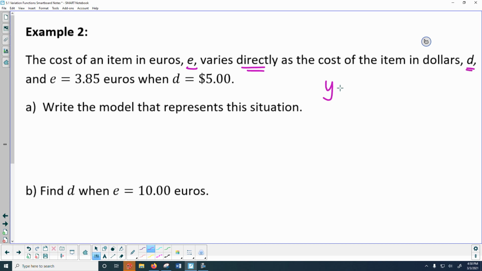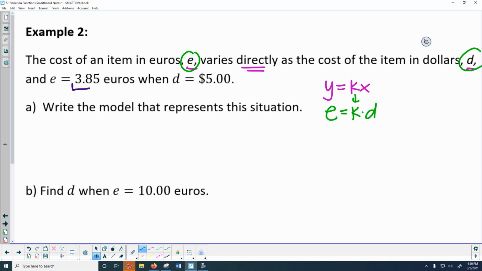Well, first thing I notice is it says varies directly. So our pattern is y equals kx, but that's if we're using the letters x and y. We're using euros E, so they vary directly. So E equals k, because k is always that constant, and they vary directly with dollars D, so that's going to replace the letter x. That is my setup, but we're not quite done, because I have to find the value of k.